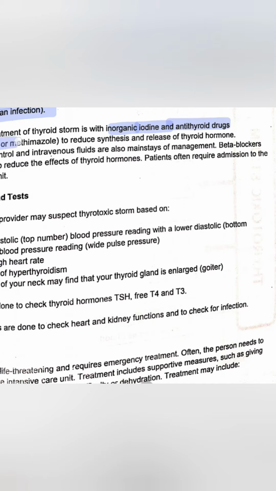The primary treatment of thyroid storm is with inorganic iodine and antithyroid drugs, which are propylthiouracil or methimazole, to reduce the synthesis and release of the thyroid hormone. Temperature control and intravenous fluid are also mainstays of the management. Beta blockers are often used to reduce the effect of the thyroid hormone. Patients often require admission to the intensive care unit.